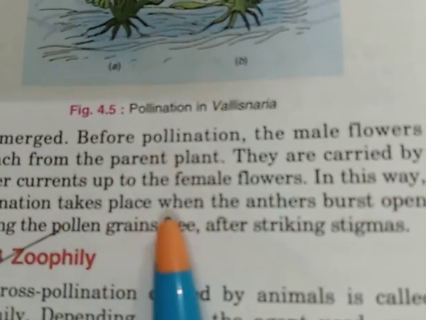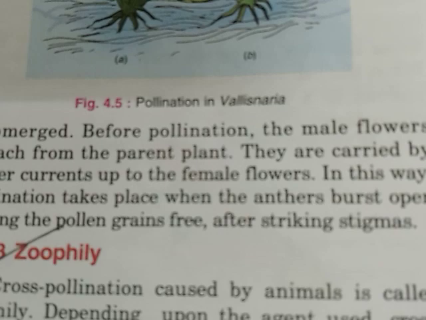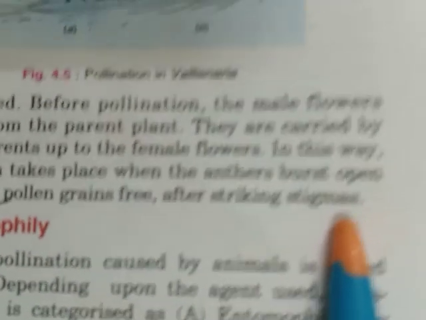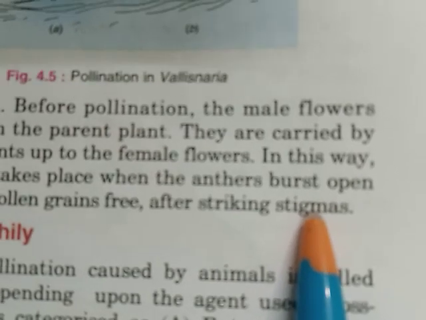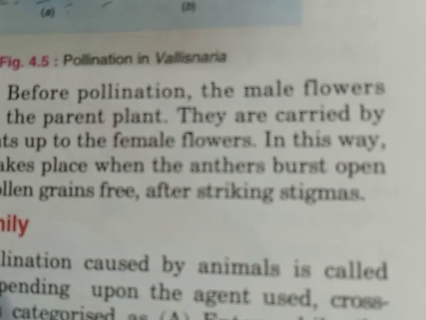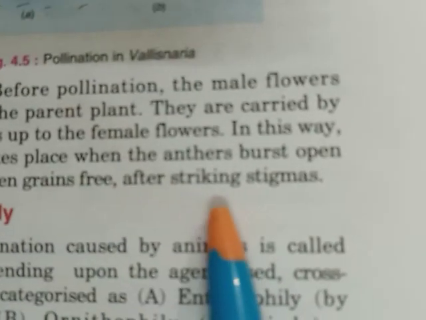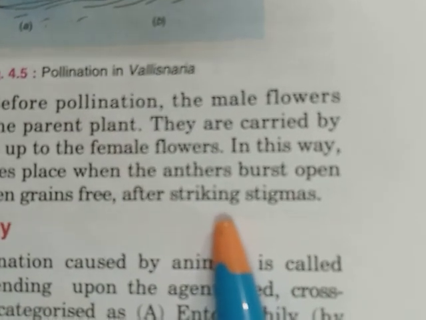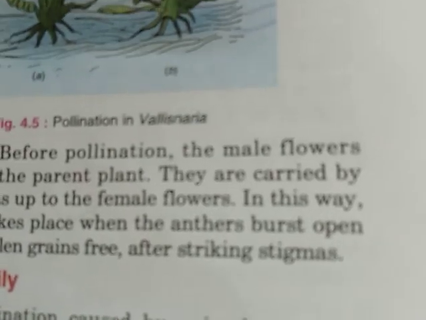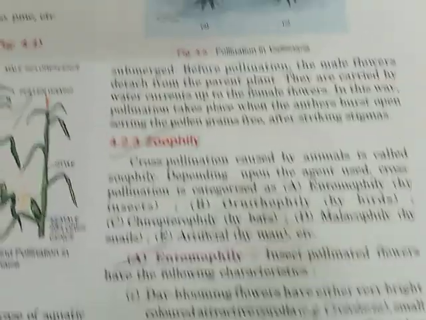In this way, pollination takes place when the anther bursts open, setting the pollen grains free after striking the stigmas. So when they strike the stigmas, what happened? The anthers burst, releasing the pollen grains, which are released on the stigma, and in this way pollination takes place. So children, this is all about hydrophily.